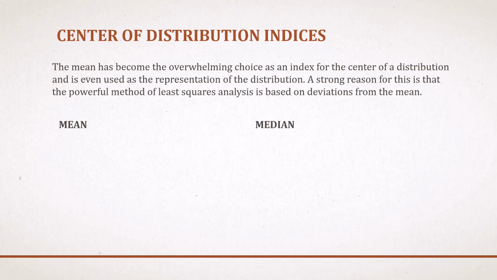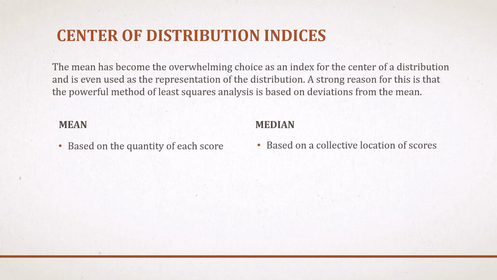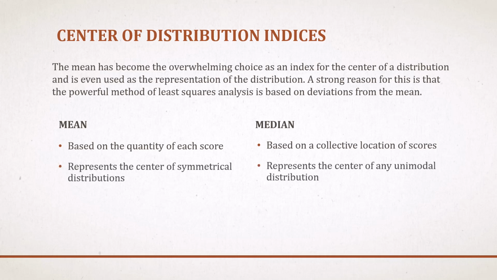Let's compare the two competing center of distribution indices, the mean and the median, and look at some of the properties. Perhaps another reason that the mean is so popular is that it is based on the quantity of each score in a sample. By contrast, the median is based on a collective location of scores. A single score can change, and while it would change the mean, it may not change the median. The mean represents the center of symmetrical distributions. The median represents the center of any unimodal distribution, center or otherwise.